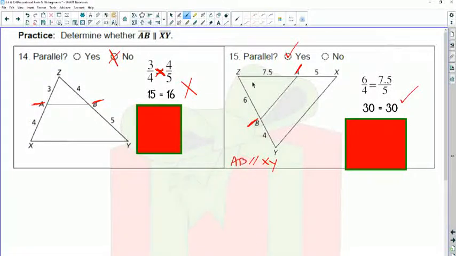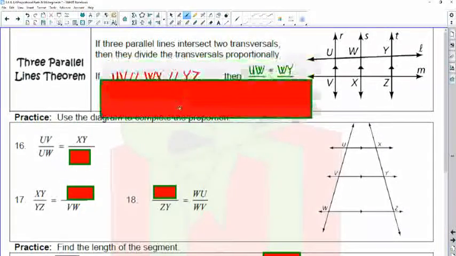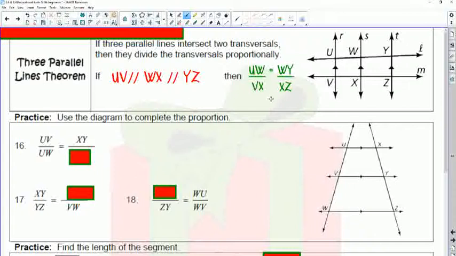All right. So here's some more parallel lines and transversals. Okay. So if you have 3 or more parallel lines and you draw 2 transversals, they will be divided proportionately. So I'm going to take my 3 parallel lines. So you've got your UV, which is parallel to WX, which is parallel to YZ.